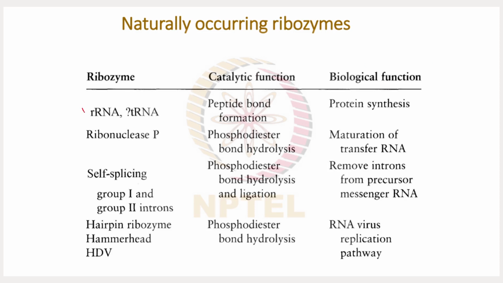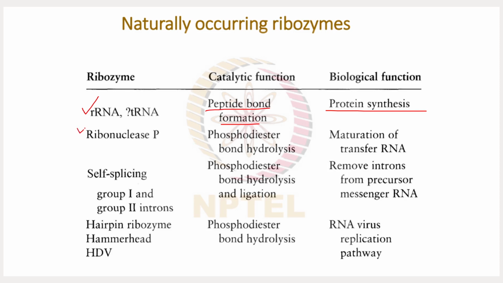So rRNA and tRNA help in peptide bond formation. This will be the biological function of protein synthesis or translation. Okay, you can just remember it by their function.